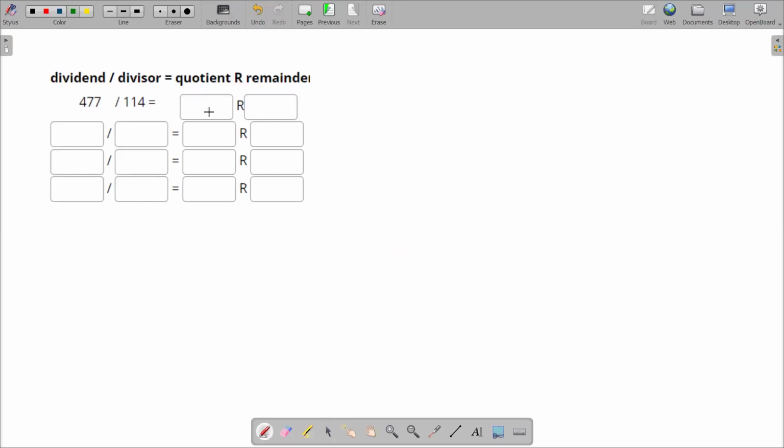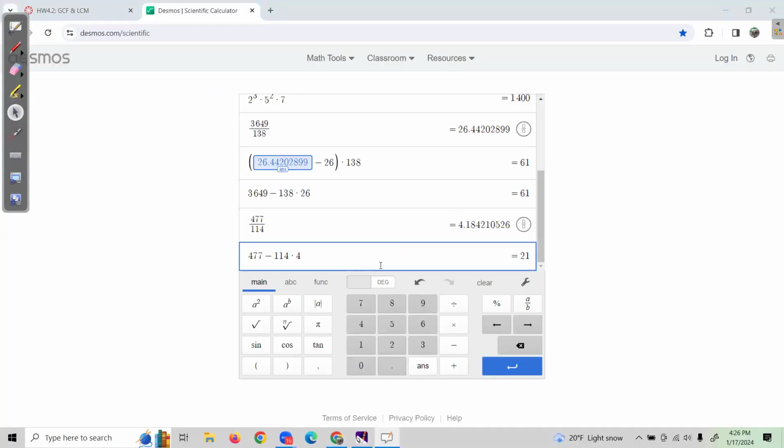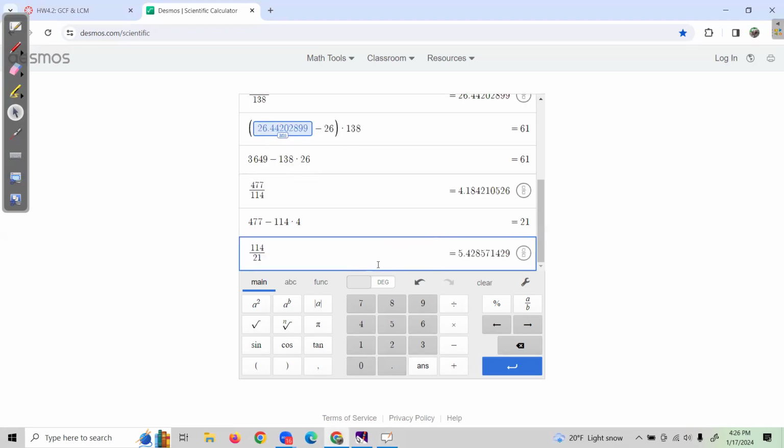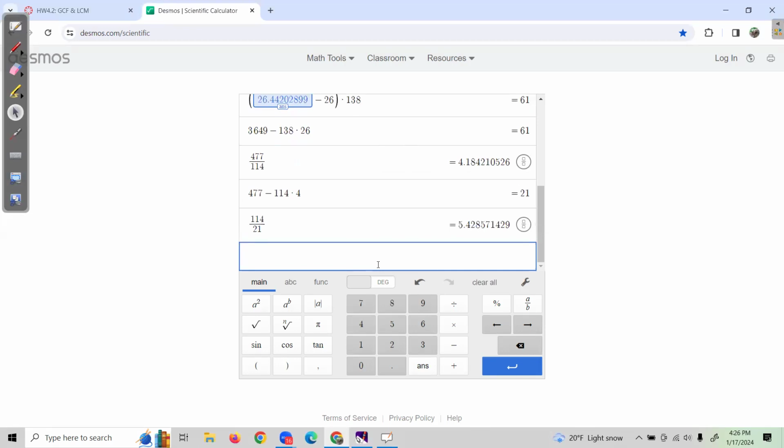And the way Euclid's method works is the previous divisor moves up and the previous remainder moves up. So now I need to figure out what is 114 divided by 21. I get it goes in 5 times. So what is 114 take away 21 times 5? So the remainder is 9. 5 remainder 9.